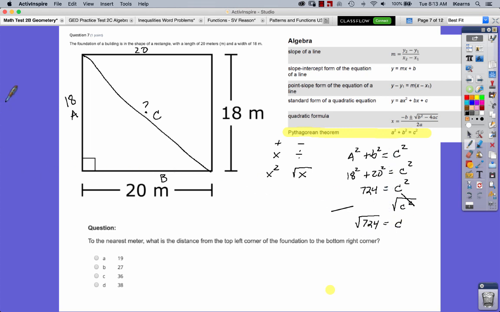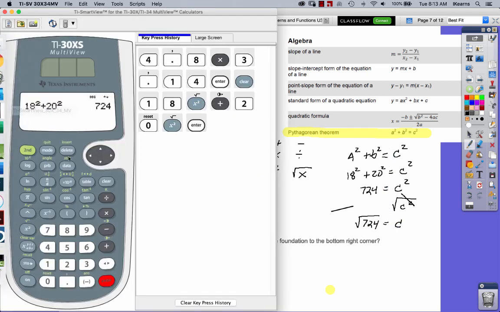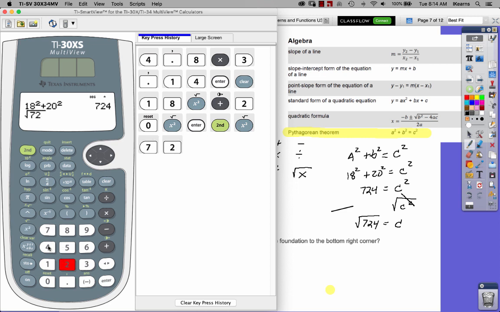So let's go back to our calculator, and the square root button is right here. We're going to do second to get that green lettering, and there we get our square root, or our radical sign, and we're going to enter in 724 and hit enter, and we get 2 square root of 181.